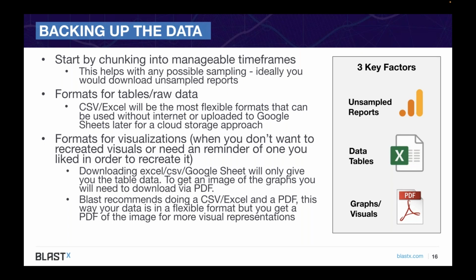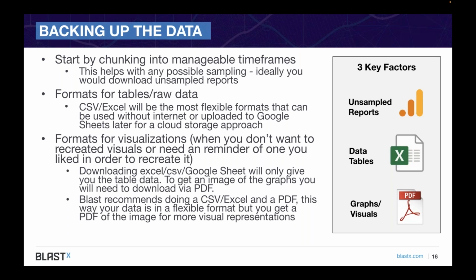If you have visualizations, especially when you don't want to recreate the visuals, like funnels or specific graphs and dashboards that you might have in GA4 or GA Universal, the best way is to do both an Excel or CSV to get the raw table data, but also download via a PDF. Downloading via PDF will be the only way you're going to be able to see that visualization. If you just download an Excel file or a CSV file or export it to Google Sheets, you'll get the data, but you won't get the graph along with it. If you download it as a PDF, then you do get the actual visualization of that graph.